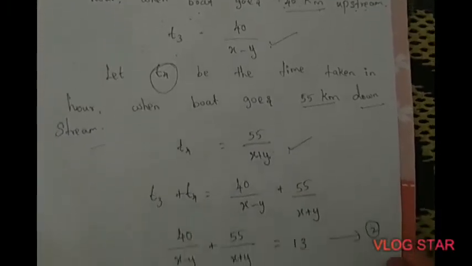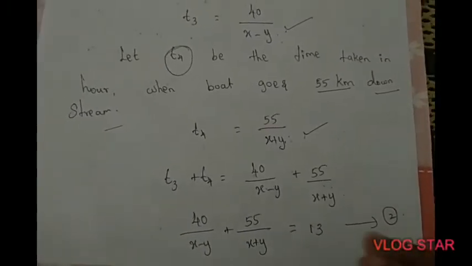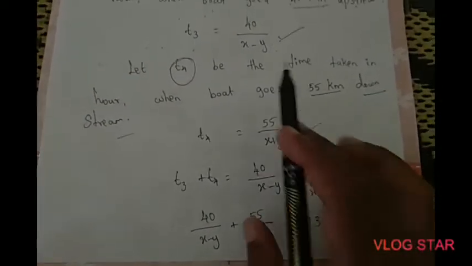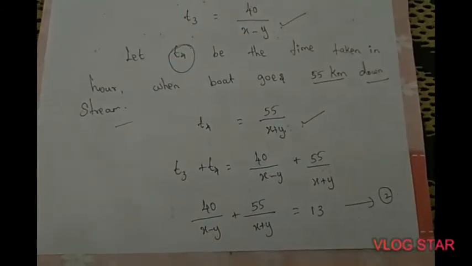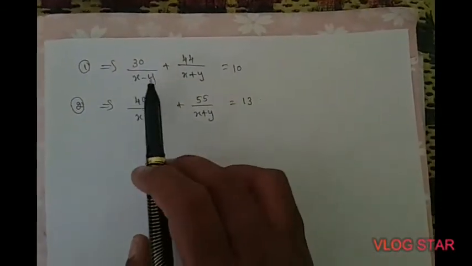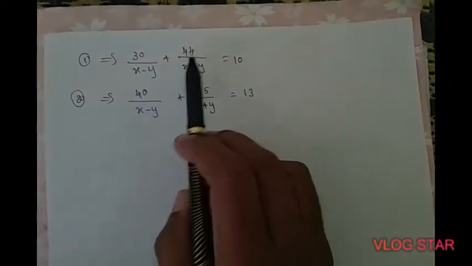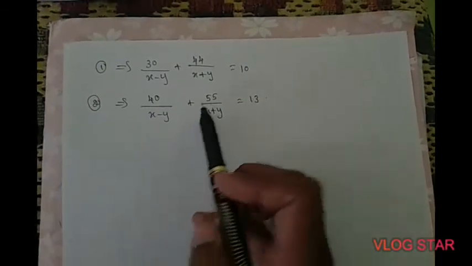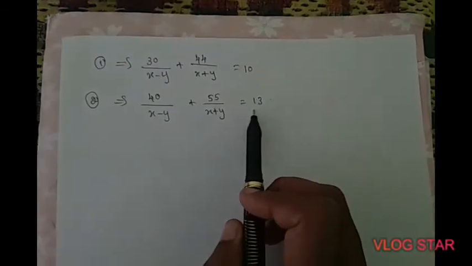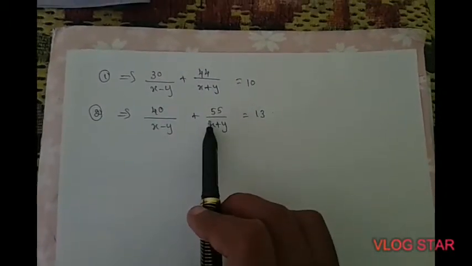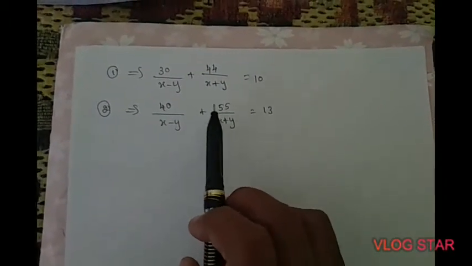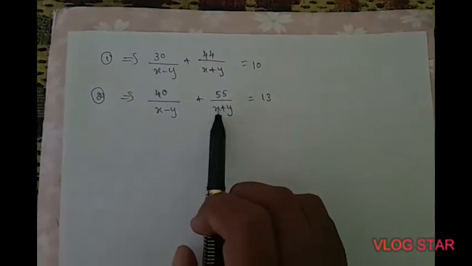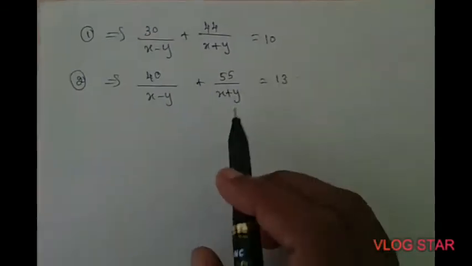Okay. Now when we see the two equations, that is not a linear pair of equations. This is a simple pair of equations. So first we have to change the pair of equations into linear form. Okay. And when we consider the first equation is 30 by x minus y plus 44 by x plus y equal to 10. And second equation is 40 by x minus y plus 55 by x plus y equal to 13 we get. Okay, this is not a linear form. We have to change the two equations into linear form. Okay, that is already you know.